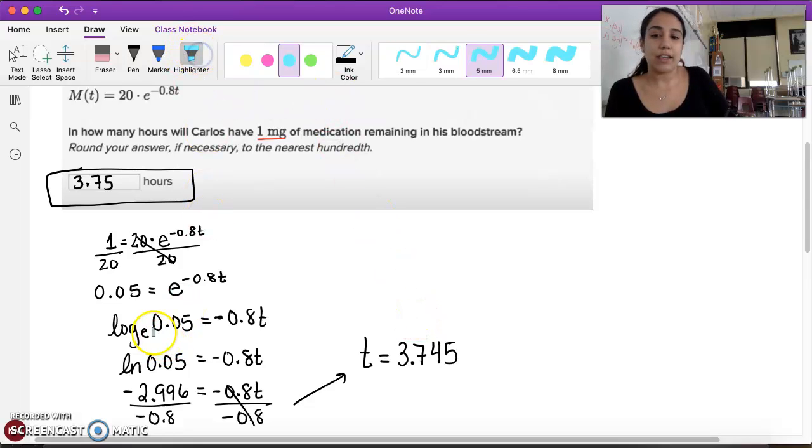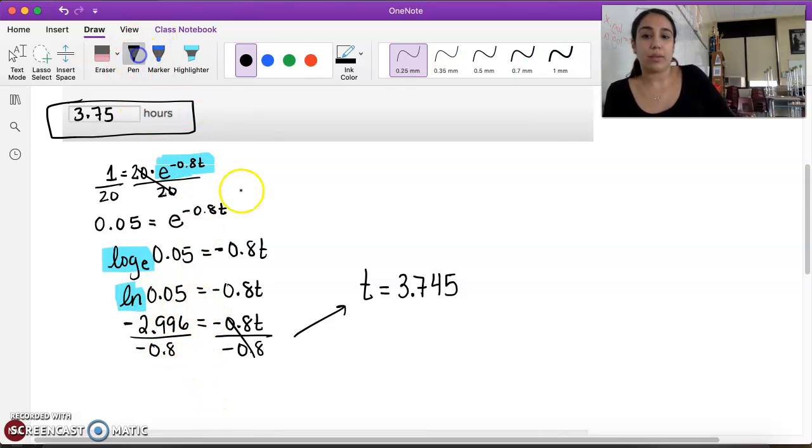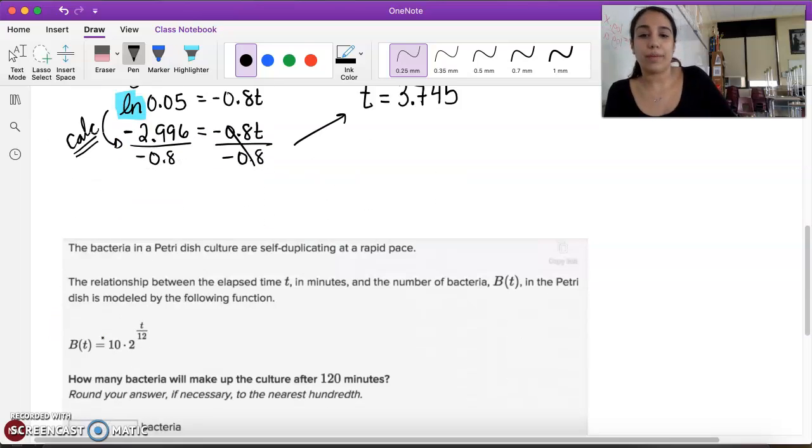So key things here. First thing we did was isolate your exponential. We got rid of that coefficient. Then the key thing is we changed it to logarithmic form, and then we actually put it in natural logarithmic form. And then you just solved. So here was calculator work. Okay, let's try one more.